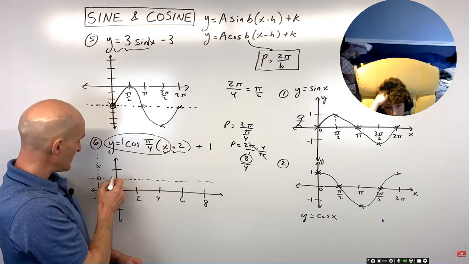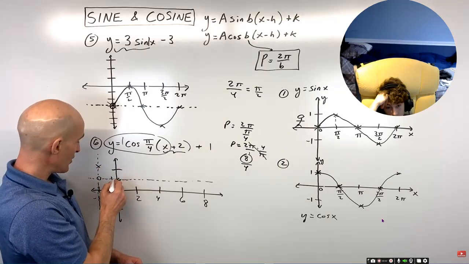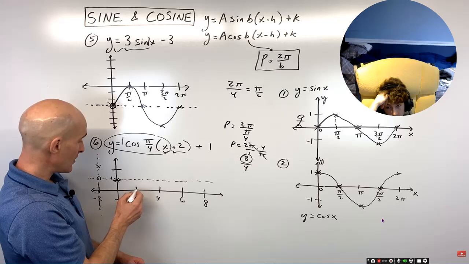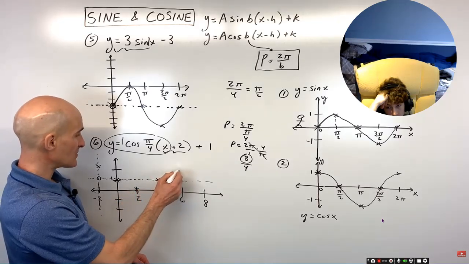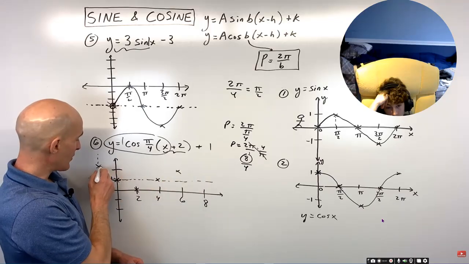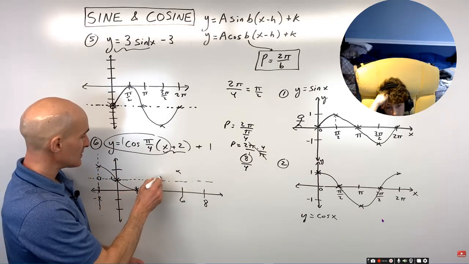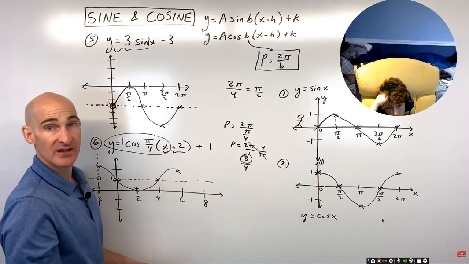It goes back to the midline, which is going to be right here. And then it goes down to the minimum, back to the midline, and then back to the maximum, which is here at 1. So we've got our graph looking something like this. And you can keep repeating, etc.